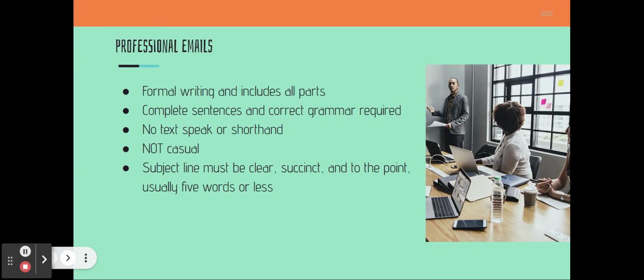Professional emails is formal writing, and it needs to include all 6 parts of the professional email that we talked about. You need to use complete sentences and correct grammar. No text speak or shorthand. So no letter U when you mean to write YOU, or no you are when you mean to write out you are, like the actual words. They're not casual. The subject line should be clear, succinct, which means nice and short, and to the point, usually 5 words or less. Again, all of the emails that you email to your teachers should be professional emails.